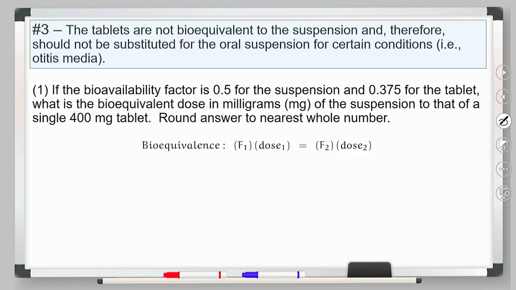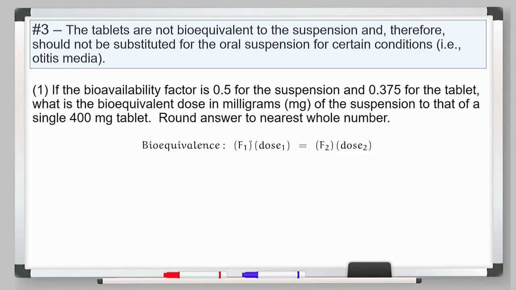Well, how can you compare different dosage forms that release at different bioavailabilities to make sure they do provide a bioequivalent dose? Equivalent means that the dose times the bioavailability factor of one product is the same as, or equivalent to, the dose times the bioavailability factor of another product. So basically this formula right here.